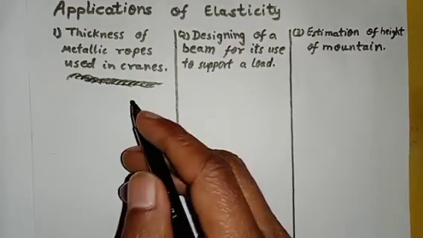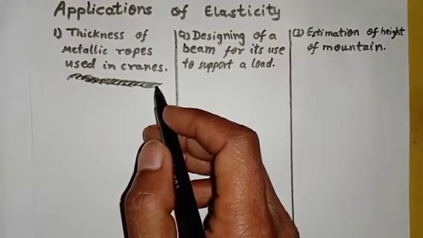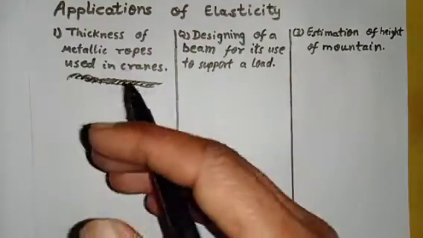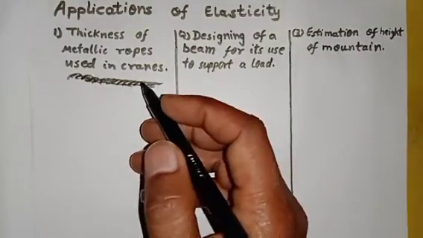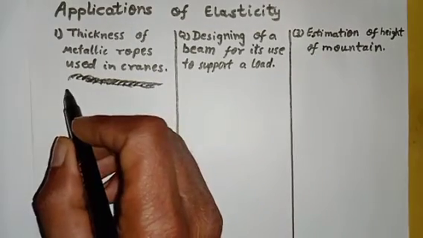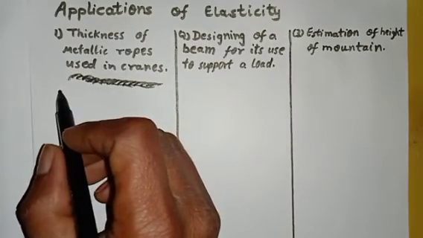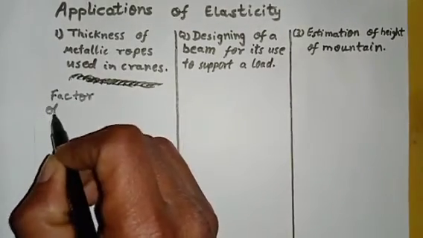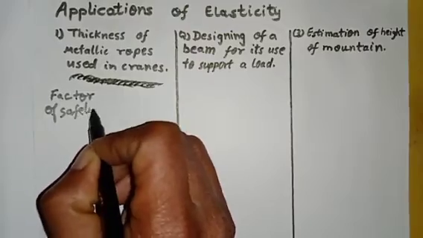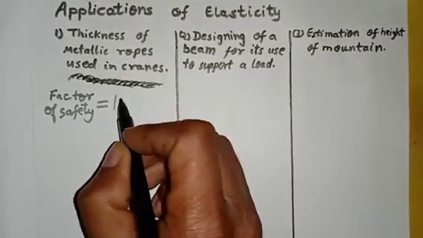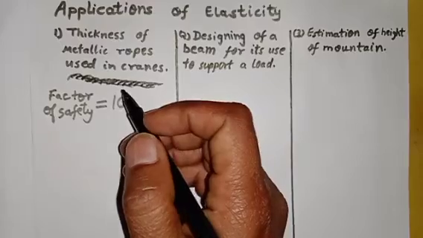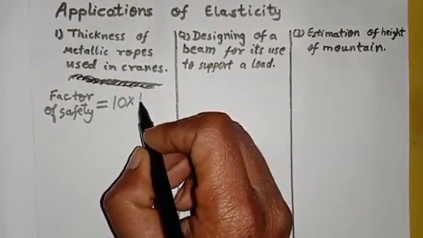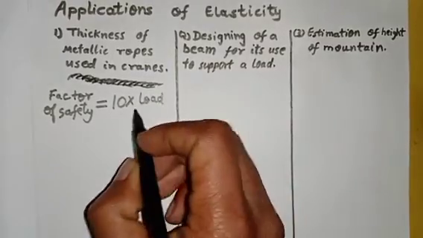So how can we decide how much thickly braided strand we require? For that, first thing we should know is a factor of safety, which is equal to approximately 10 times, which is considered to be a safer limit, multiplied by load to be lifted.